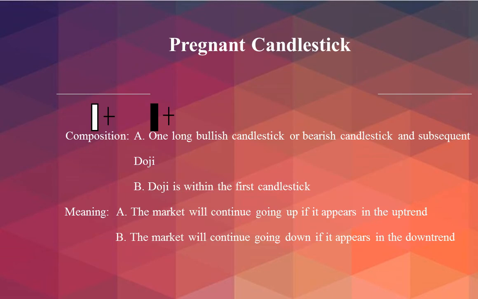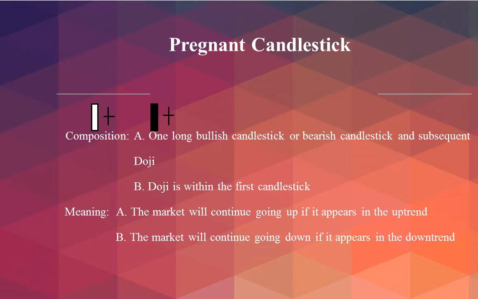The pregnant candlestick. What's the pregnant candlestick? We can see this is the body. Then next, a doji appears. So this is called the pregnant candlestick. The composition is one long bullish or bearish candlestick, and the next one, a subsequent doji, okay? The doji is within the first candlestick. So we can see here the doji within the body of the candlestick, okay? Then the meaning: the market will continue going up if it appears in an uptrend. So if you see this candlestick appear in an uptrend, it means that the market will continue going up.